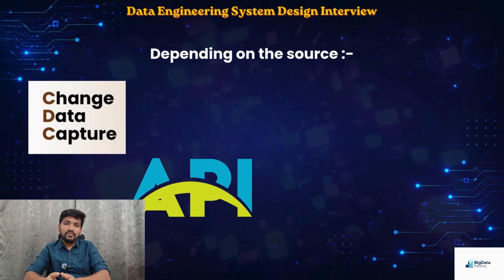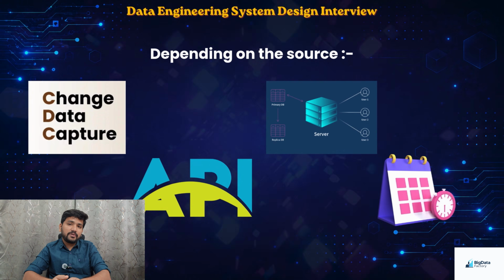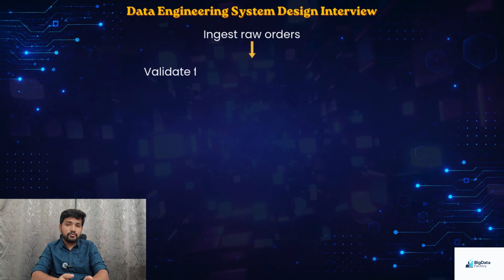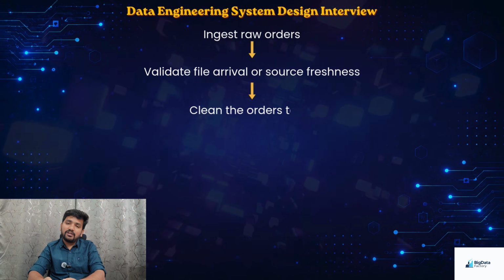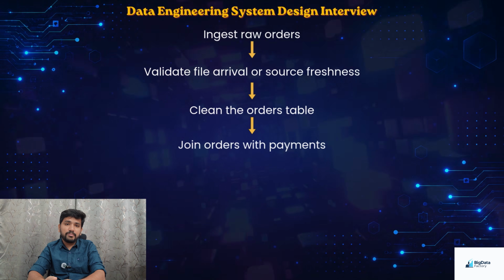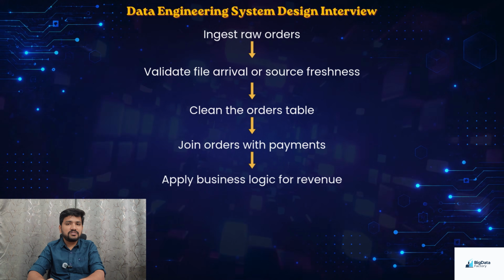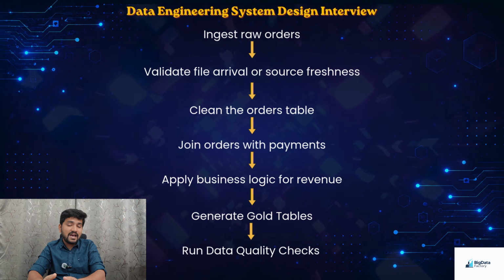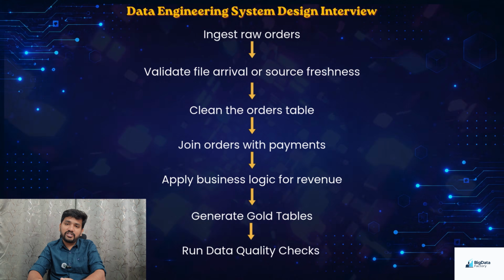For orders, payments, refunds, and customer data, I would ingest data on a schedule. Depending on the source, this could be CDC, API extraction, database replication, or scheduled file ingestion. The raw data lands in the bronze layer. Then an orchestration tool triggers transformations. For example, ingest raw orders, validate file arrival or source freshness, clean the orders table, join orders with payments, apply business logic for revenue, generate gold tables for dashboards, and then run data quality checks before publishing the data.